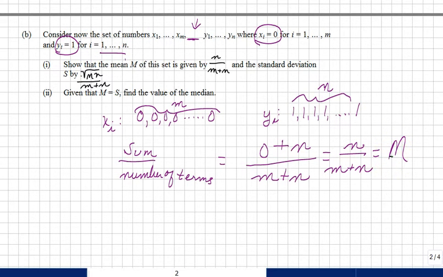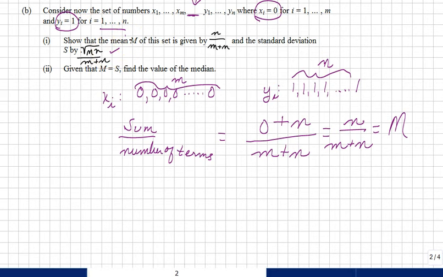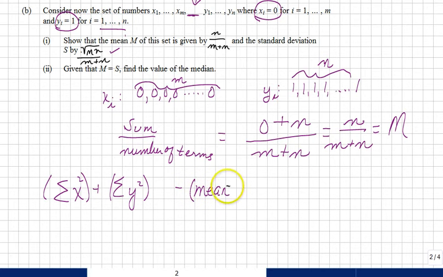Okay, so that part of Roman numeral I is done. Now we have to show what the standard deviation is. Well, they've given us the answer here, and we have to prove it. Well, the standard deviation, I'm going to use the formula where you take the sum of the x squareds, and then the sum of the y squareds, and then subtract the mean squared, which we already know. We already know the mean. So we have to divide this over here by m plus n to get those sums.